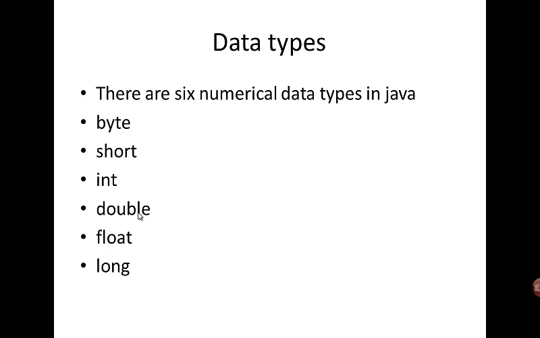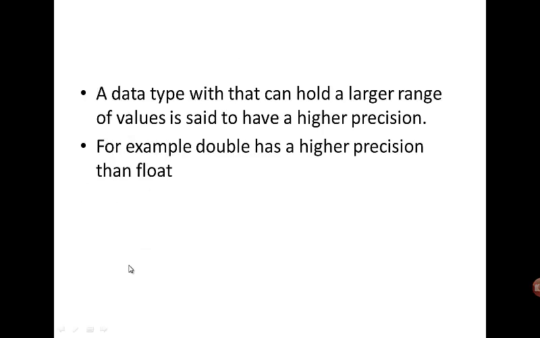All right, there are 6 data types. We have byte, short, int, double, float, and long. Double and float deal with decimals. The others deal with whole numbers, not decimal numbers. It just tells you how much information they can store. Byte is just one byte. Short is 2 bytes. Int, float, and long have larger lengths. A data type that can hold a larger range of values is said to have a higher precision, and this may bring back some memory to you from math. The more decimals you have, the higher the precision.